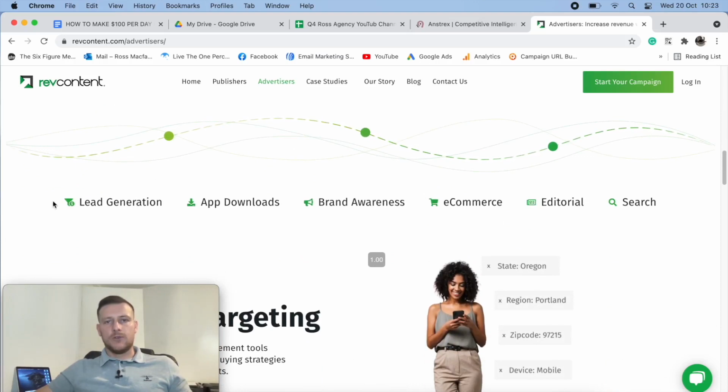So we've got lead gen, okay? That is, of course, things like Forex, crypto, lead gen for insurance. Insurance is about to go huge in January, February time. It always goes massive. App downloads, so that could be your dating. You've got dating apps and all these different types of things.